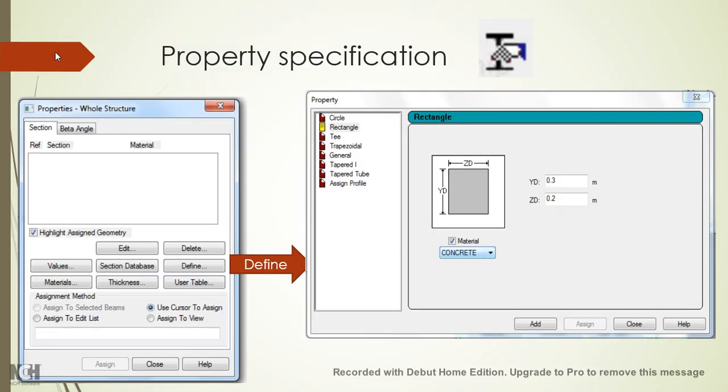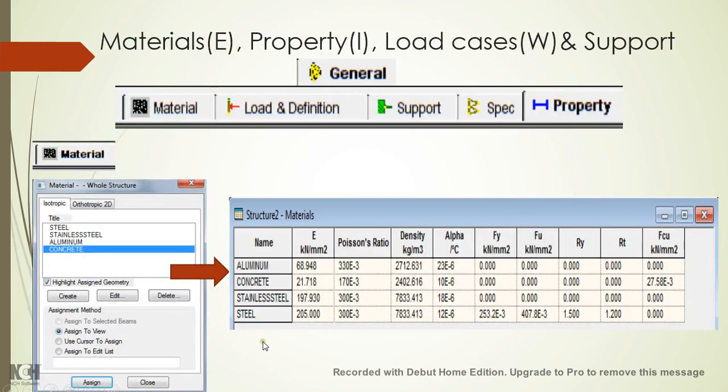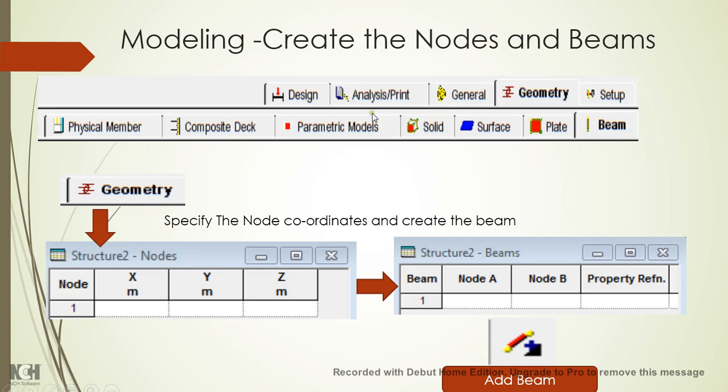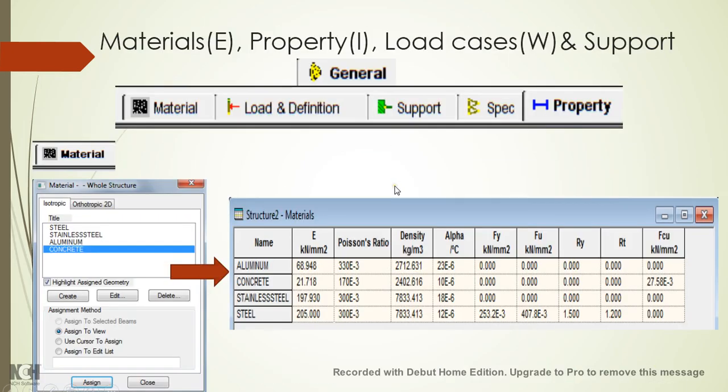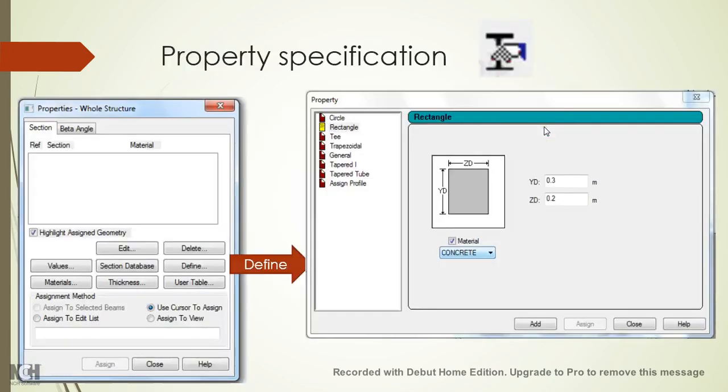Next, I want to assign the cross section. In the general tab, on the right at the top, there is an option called property. You have to click on that property. In the property, the next step is to click on define. Next it will show the shape of the cross section which you want. Presently I want the cross section, that is property.